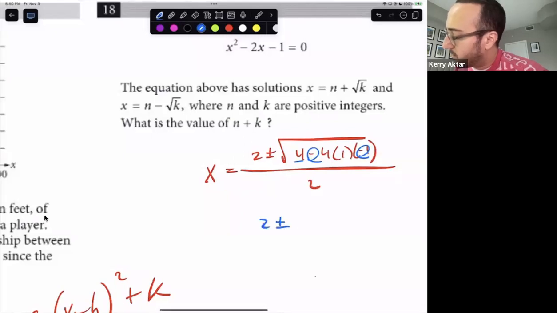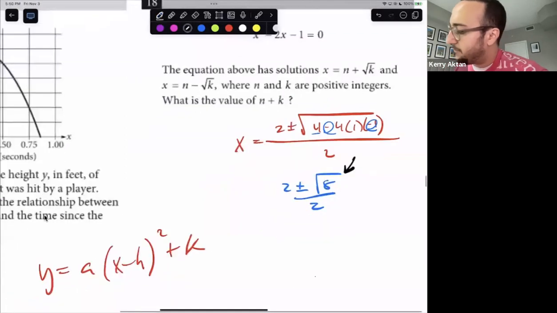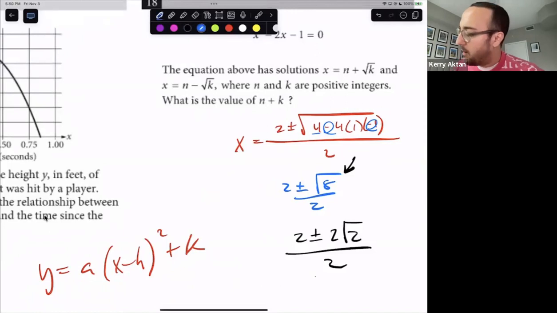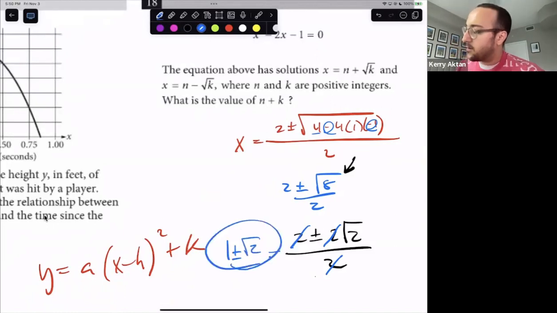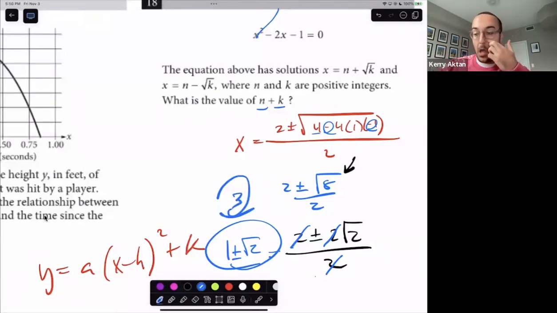We have 2 plus or minus root 8 all over 2. But Brooke knows that you cannot leave a radical unsimplified on the SAT. Sorry, this will be 2 plus or minus 2 root 2 all over 2. Now, divide. I get 1 plus or minus radical 2. The answer, n plus k, is 3. Bang.